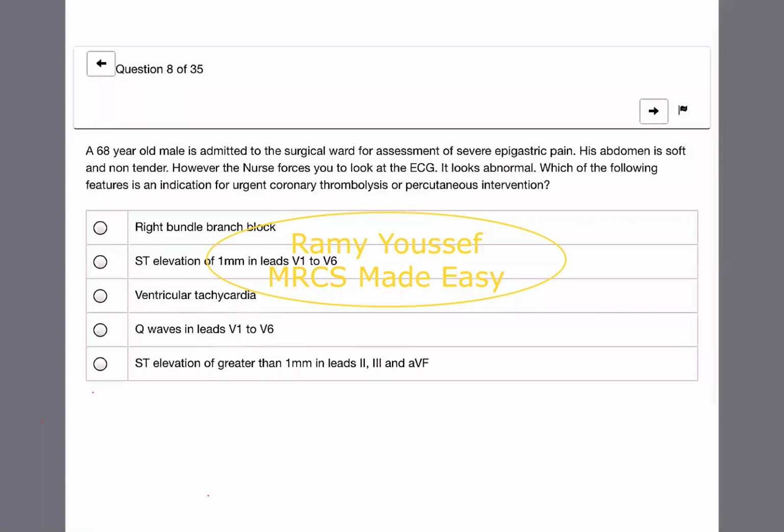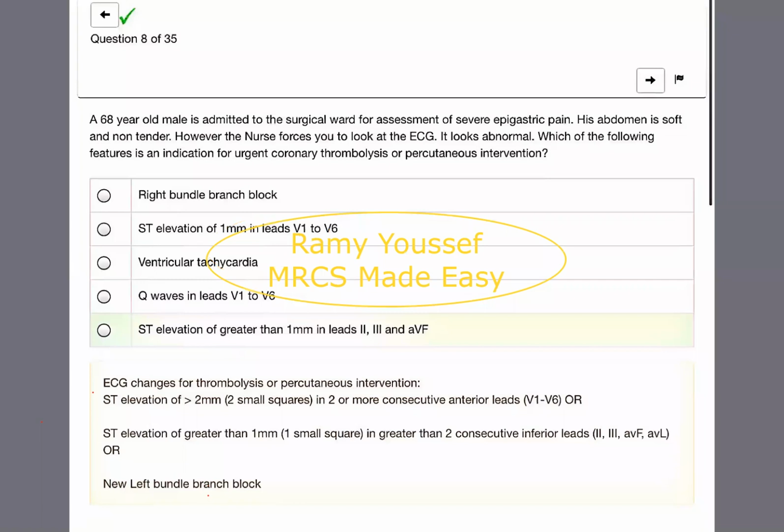He just wants you here to know any finding so you can direct the patient to a good diagnosis and to the particular consultation you should direct the patient to. He is taking the indication for thrombolysis intervention: ST elevation more than 2 millimeters in 2 consecutive anterior leads from V1 to V6, or the inferior leads, which are 2, 3, and aVF, aVL. Okay? Just know it like this.